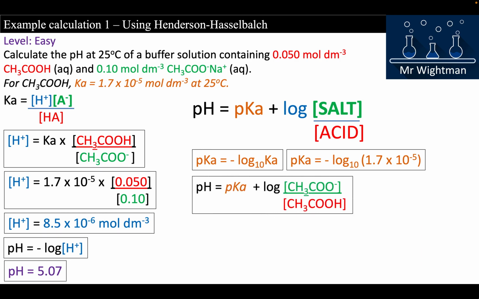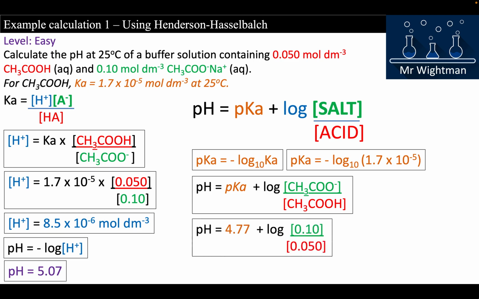So pKa is negative log 1.7 times 10 to the minus 5. And then I just put in all the values that I then have. So negative log of the Ka gives me 4.77. And then 0.1 was the sodium ethanoate, our salt. And then the acid was 0.05.